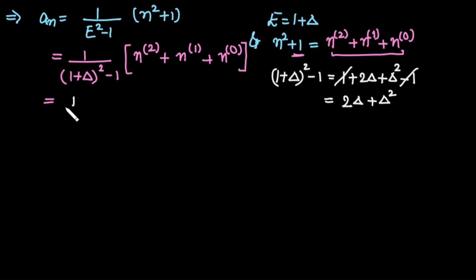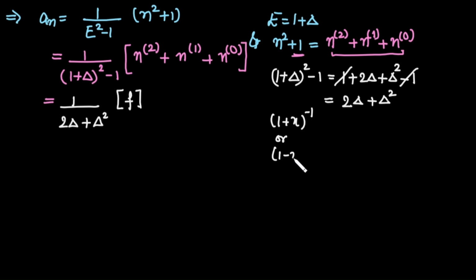So in place of this, we can write 1 upon 2 delta plus delta square, and this function I am writing as small f. Now we need to expand this. For that we will use the binomial expansion, and for binomial expansion we need the (1 plus x) raised to power minus 1 form or (1 minus x) raised to power minus 1 form. As you can observe, this is in a power 1.